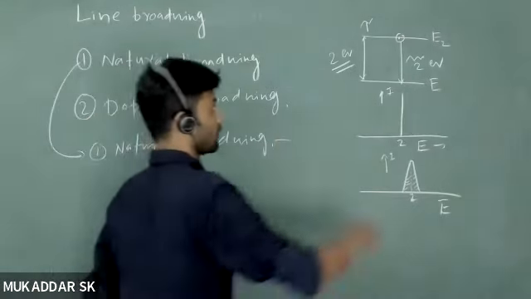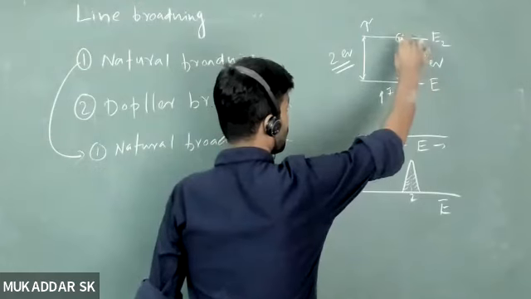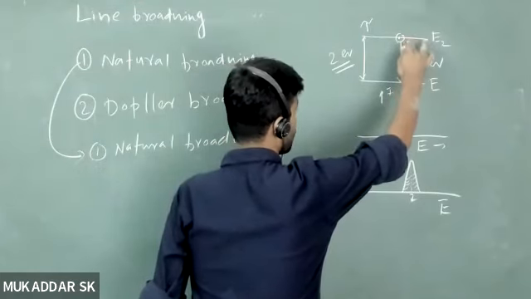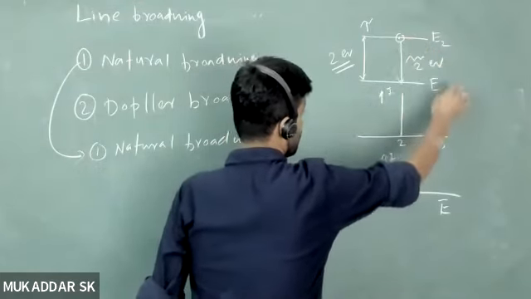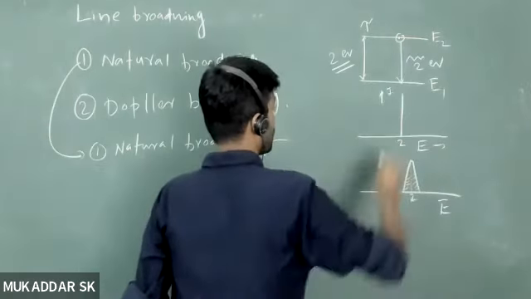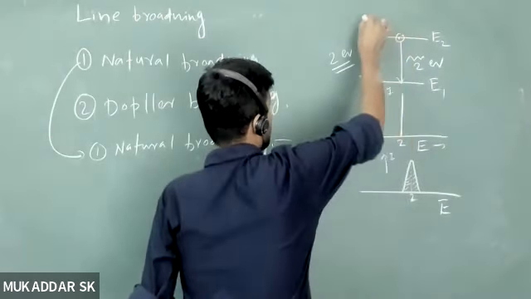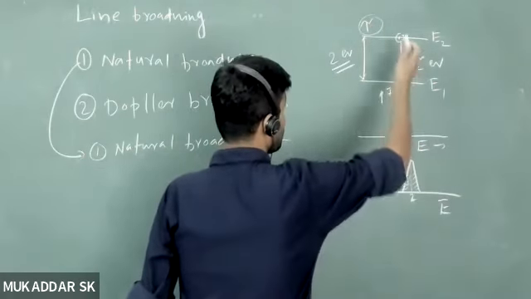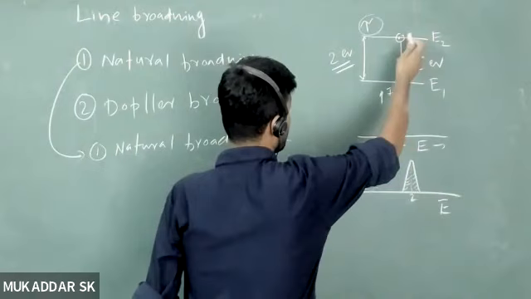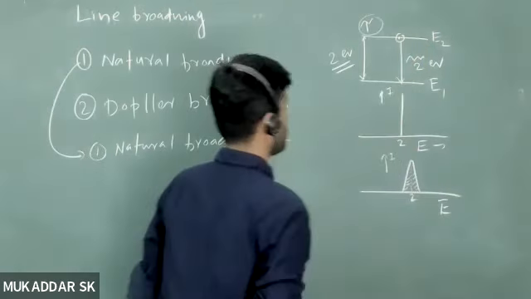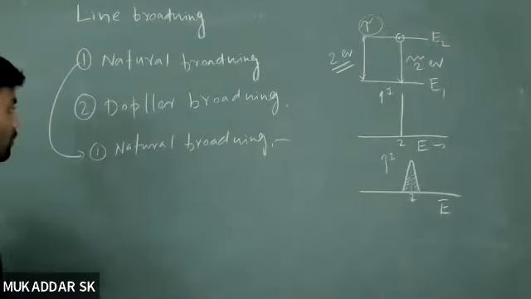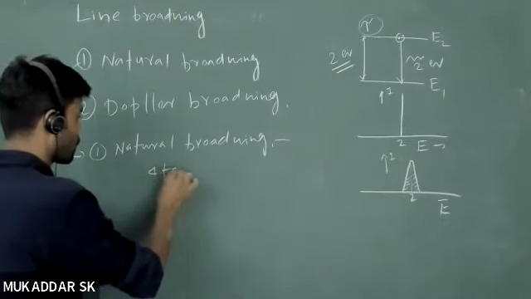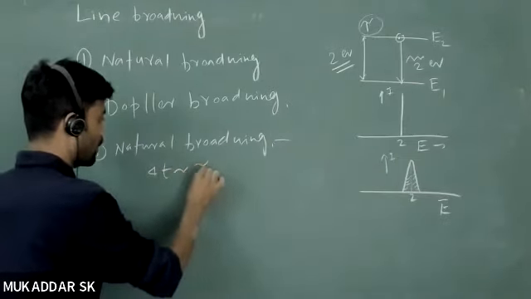Did you get what I'm saying? We never know when this electron or atom will come from E2 to E1. Within this time it will come back, but we never know. So there is an uncertainty in time for this atomic transition. So maximum uncertainty in time will be how much? Delta T. That will be the lifetime of the level.